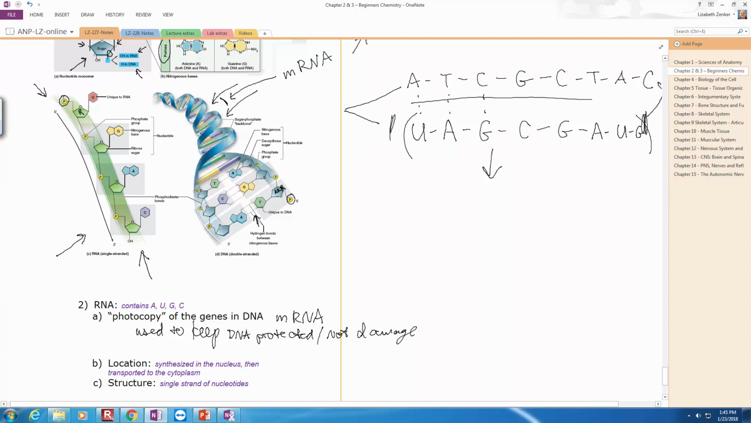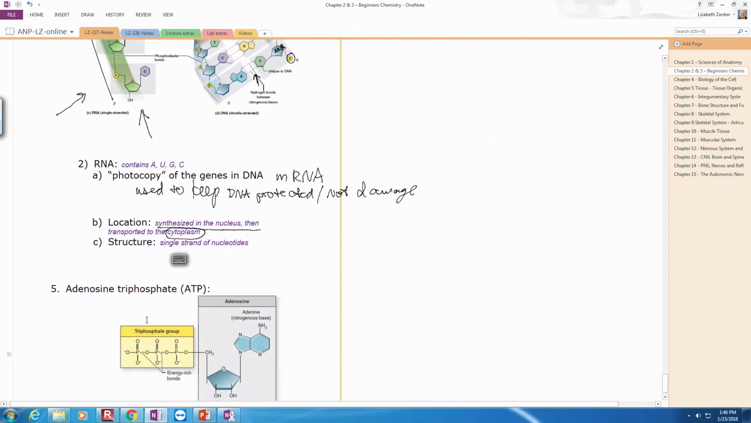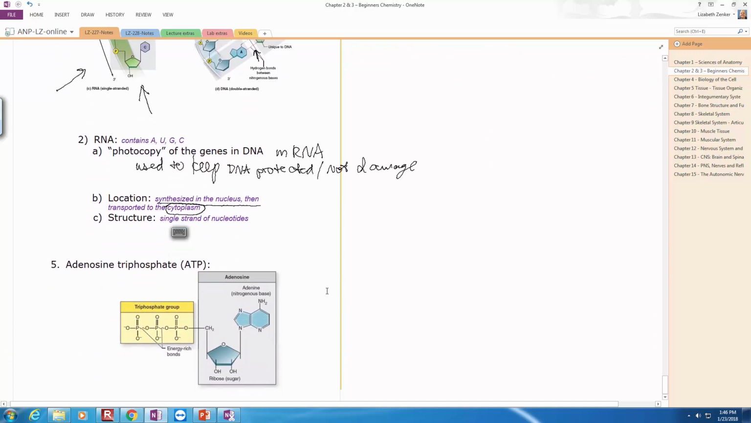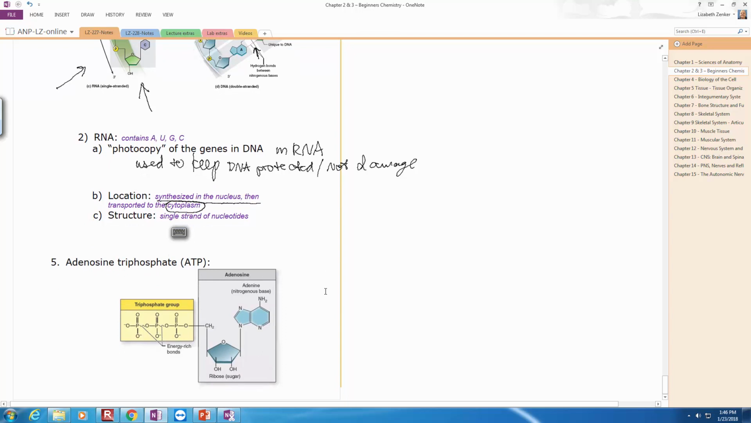Okay, and RNA is made in the nucleus because DNA can't leave there, and we had to make it from the DNA first, right? But it will then leave the nucleus, and where we find RNA hanging out is in the cytoplasm. So that's why it says location is synthesized in the nucleus, then transported to the cytoplasm. So RNA doesn't hang out in the nucleus, it gets made there and leaves. And the structure we said is a single strand of nucleotides.